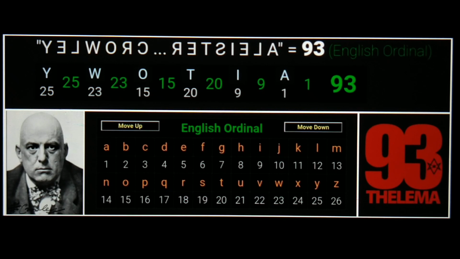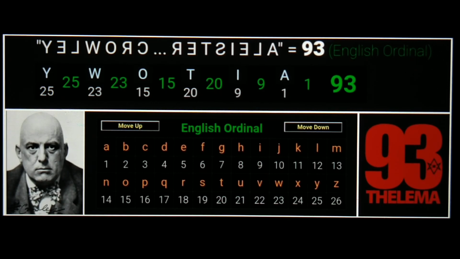So we can get a 93 from the name Aleister Crowley, but we gotta flip the letters backwards, okay? And you can see I'm using the English ordinal cipher here. A has a value of 1. See, if we flip the A backwards, it still looks like an A, so it still has a value of 1. But the letter L backwards doesn't have a value. The letter E backwards does not have a value. The letter I, however, flip it backwards, it still looks like an I, so it has a value of 9. The letter S flipped backwards doesn't have a value. The letter T flipped backwards has value because it still looks like a T.